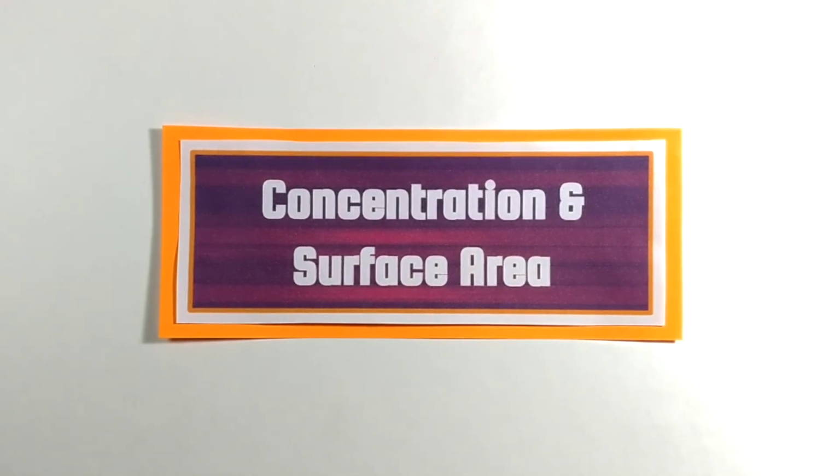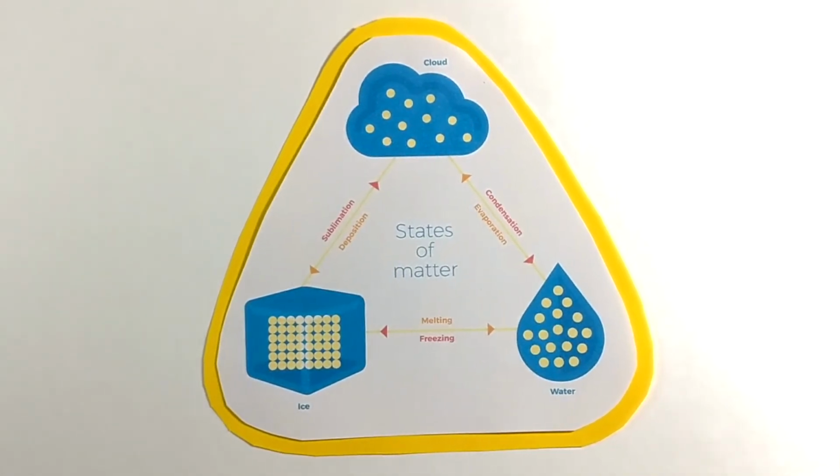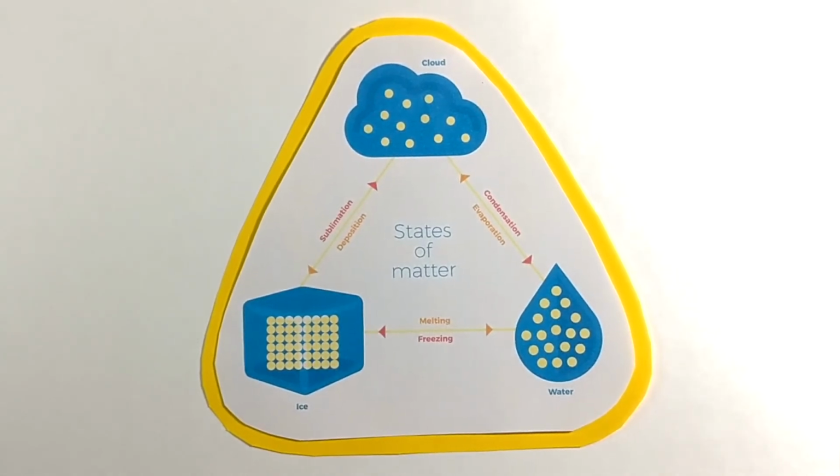Concentration and surface area. Increased concentration means a higher likelihood of entities colliding, and increasing surface area increases the rate of reaction because more entities have access to each other in states such as gas and liquid compared to solid.